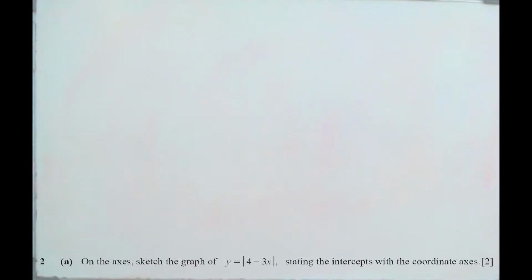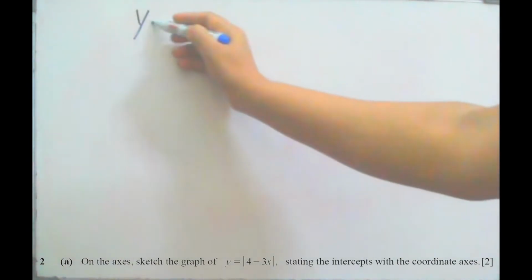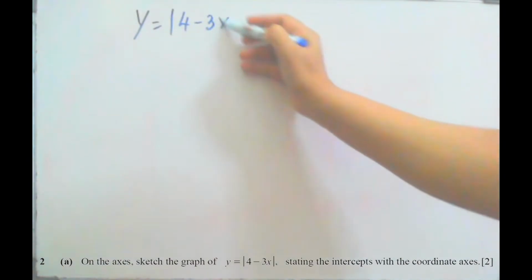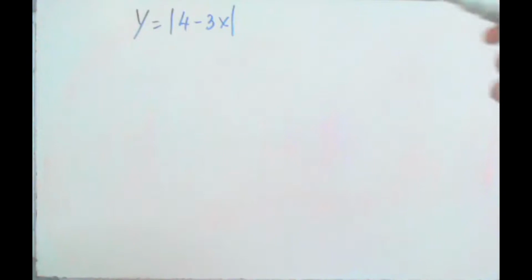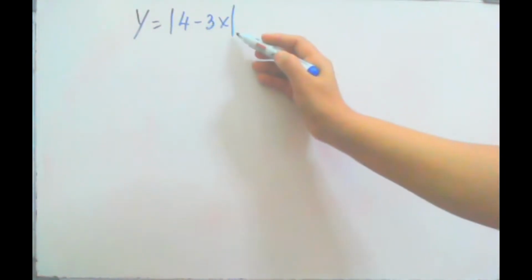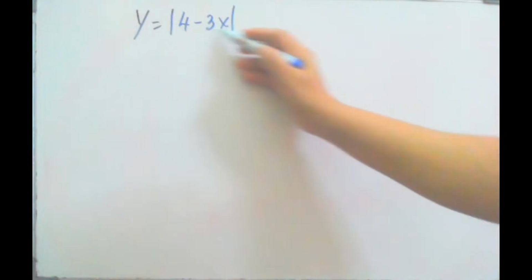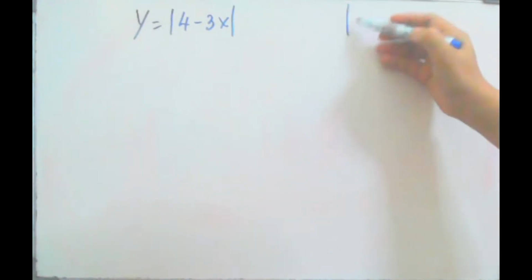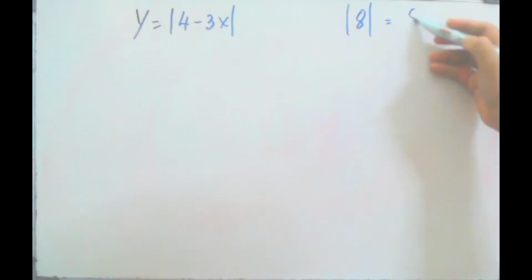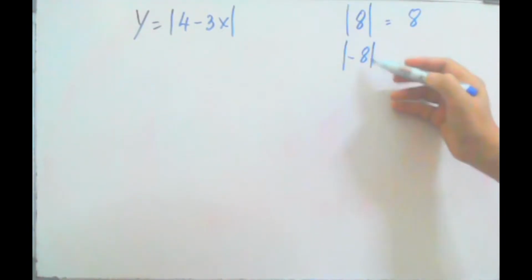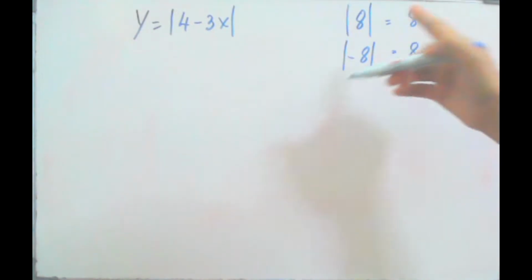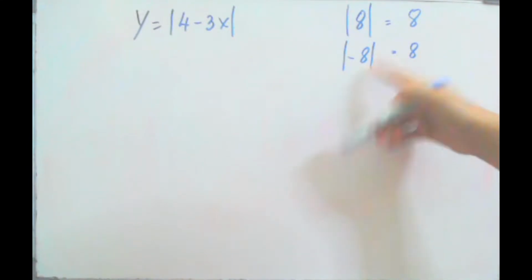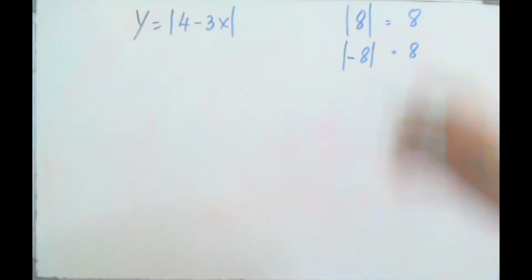Now to question number 2. On the axis, sketch the graph of y equal to modulus of 4 minus 3x, stating the intercepts with the coordinate axis. Alright, so as you all know, the modulus suggests that the value is always positive. So what does it mean when it is modulus 8? It means 8. What does it mean when it is the modulus of minus 8? Then also it means positive 8. So we are just concerned about the number alone, or the magnitude, not the sign. So that is the meaning of this modulus notation.